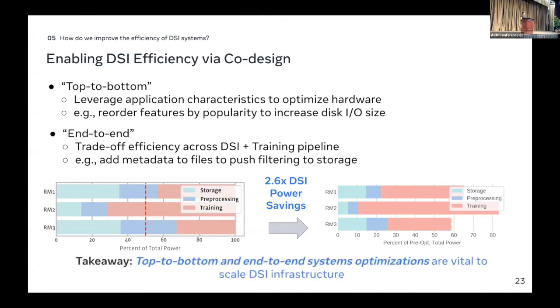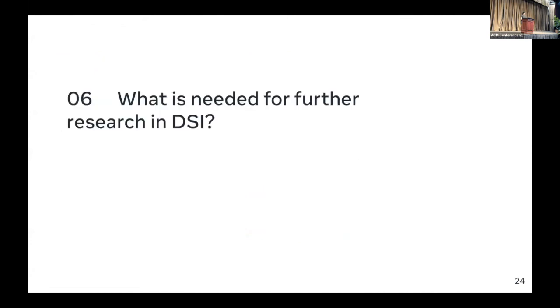So the takeaway here is that systems optimizations are important, right? And we think there's two potential dimensions that they need to be addressed: top to bottom and end to end. Okay, so I've talked a bit about what research problems, what challenges we've seen from our experience. Maybe the broader question to ask is what do we need as a community for further research in DSI, right?